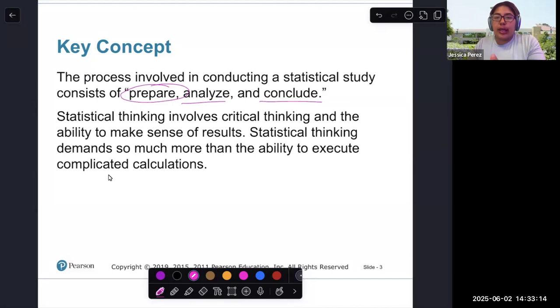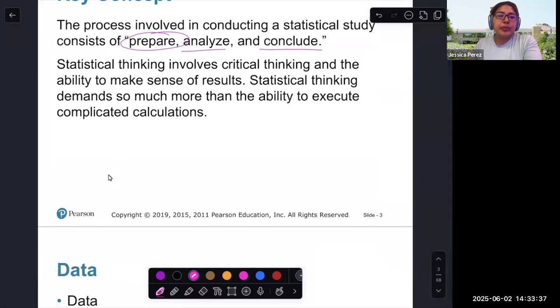We have to think critically, and we have to think statistically, since it demands more than just the ability to execute complicated calculations. I'm not going to say, oh, find the solution of x plus 2 equals 5. Let's solve for x. No, it actually has meaning. We're going to be working with preparing, analyzing, and concluding analysis.